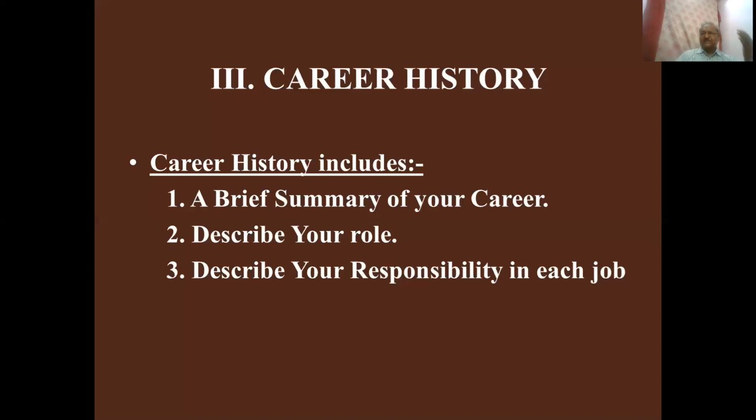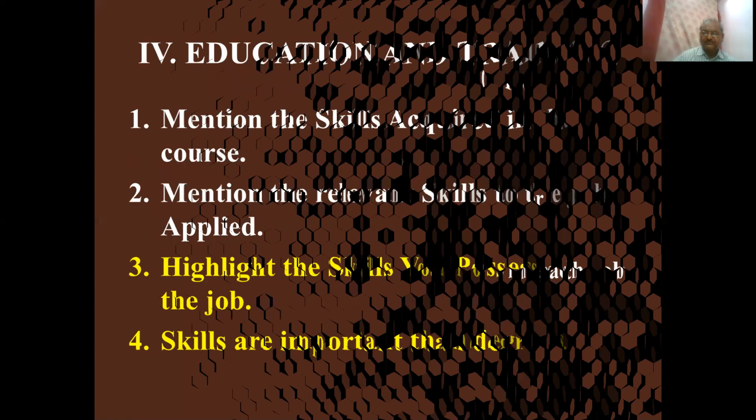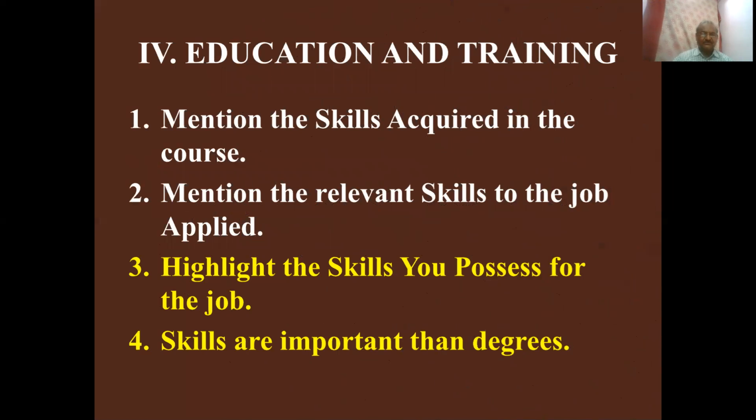So this is the first one, personal information. Second one is skills and abilities. Third one is career history. Next, fourth one, education and training.